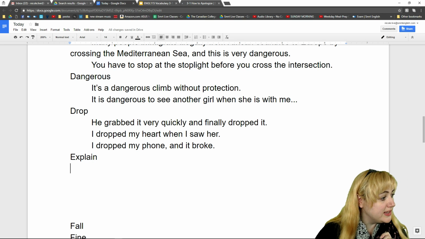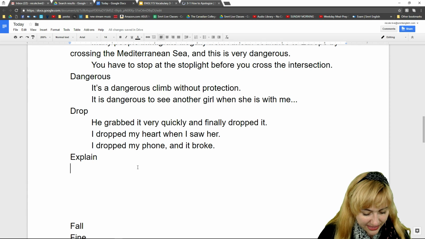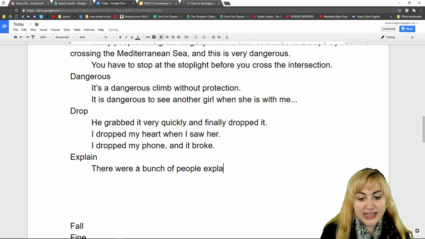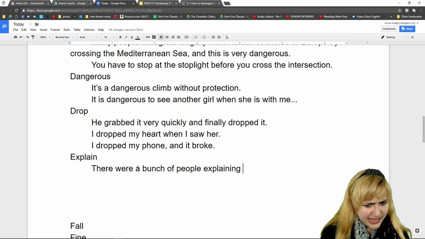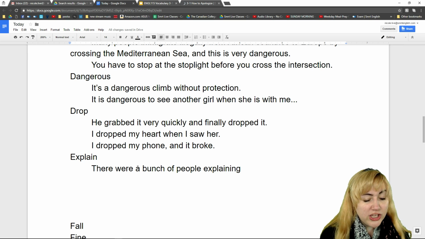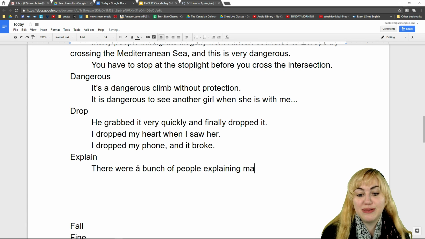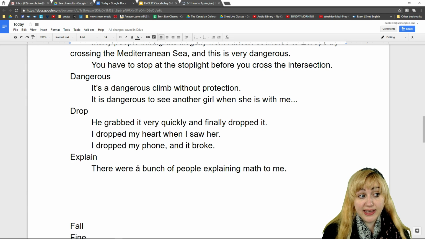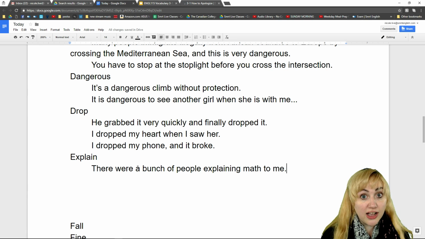Oh, yeah, Paulo wrote one. There were a bunch of people explaining me math. Okay. There were a bunch of people explaining, and explain we can't use with a person. We can't say explain me. We can say to me. So we can say explaining math to me. And this is important for the word explain. Explain can take an object, but the object is not the person you're talking to. The object is the topic that you're talking about.